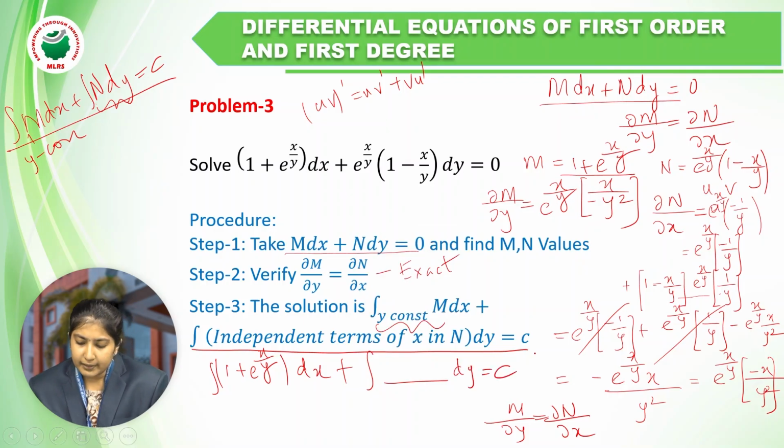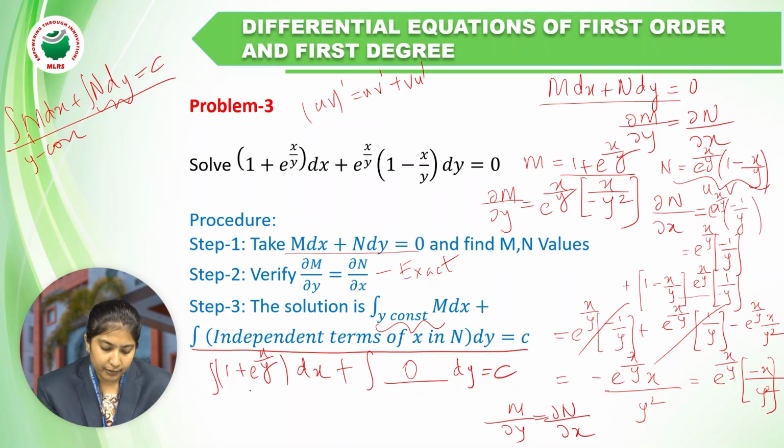Anyways, in N we don't have any term which is independent of x. You see in e power x by y, x is there. In x by y also, x is there. This term is being multiplied, so if you take or don't take it also, doesn't matter. So we are not getting any term here. So this is anyway 0.